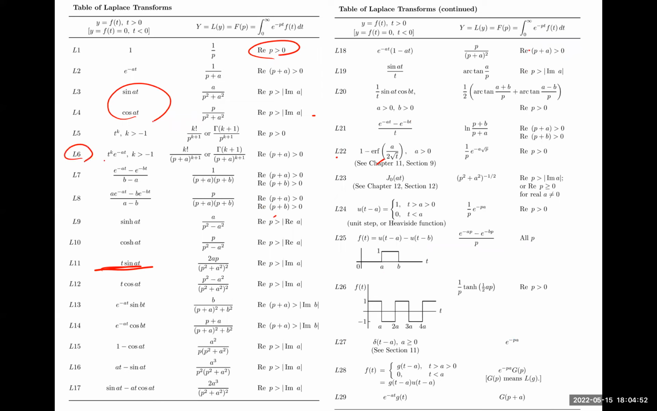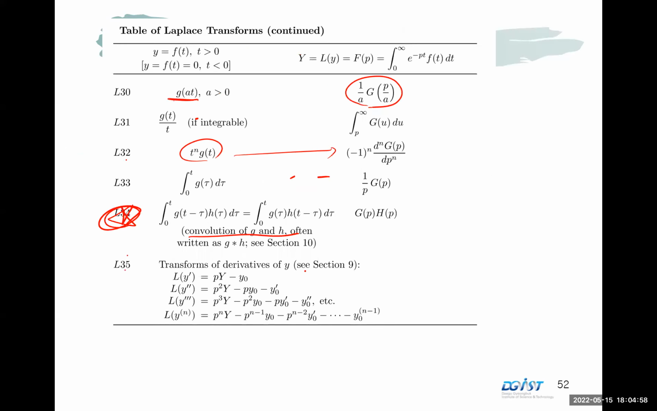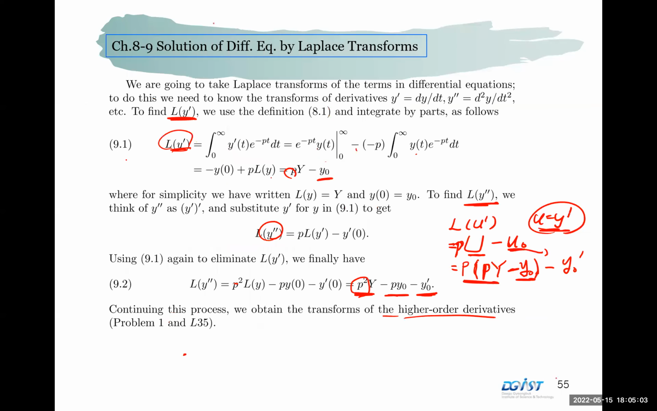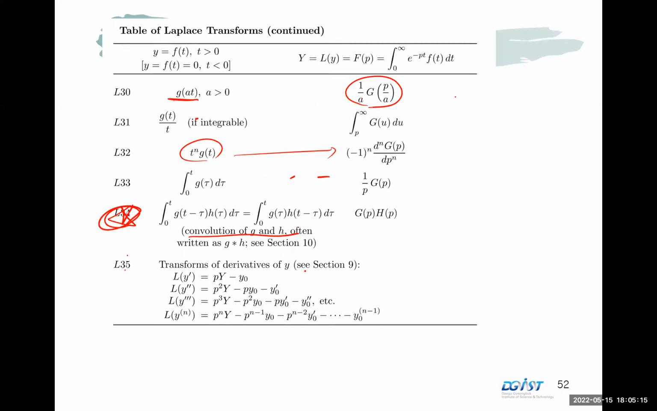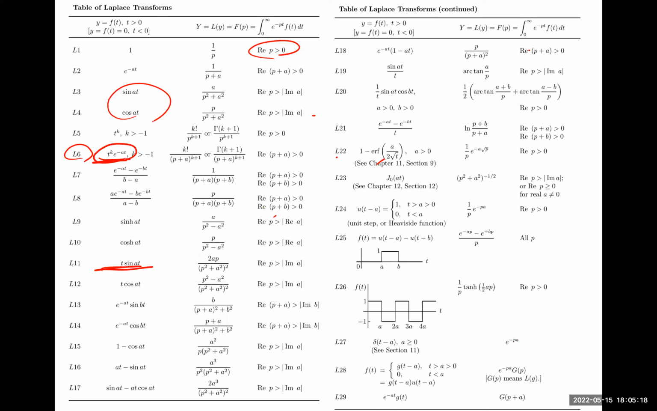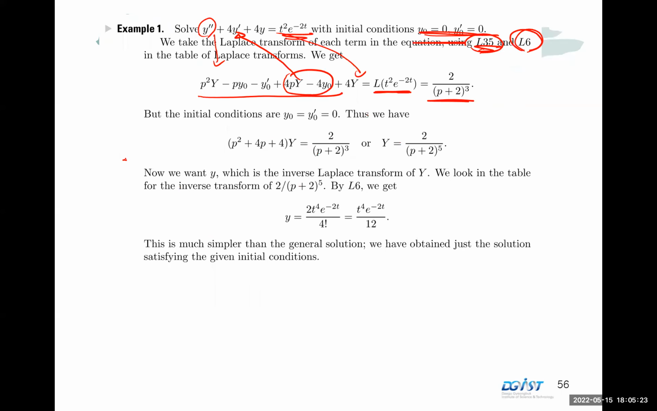L6 is corresponding to this one. L35 means this one, and L6 corresponding, let's see here, this one, exponential tk, exponential minus at. So now k is corresponding to 2, and a is 2. So we have this relation.